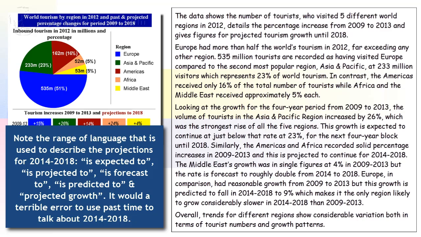Note the range of language that is used to describe the projections for 2014-2018. Is expected to, is projected to, is forecast to, is predicted to, projected growth. It would be a terrible error to use past time to talk about 2014-2018.